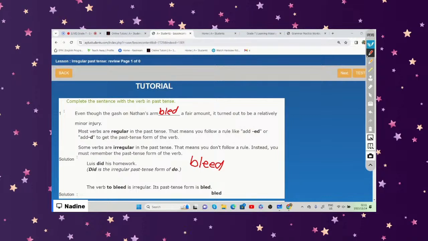So if you got hurt and it's bleeding in your arm or wherever, in the past tense we can say that your arm bled. So to bleed is bled.